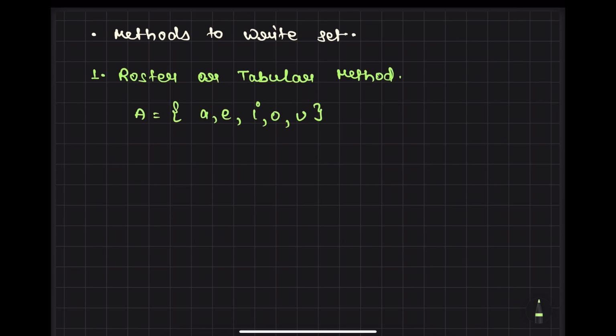Any order you can follow, but you have to mention all the elements and you have to separate all the elements by using commas. And you will be using curly braces. Curly braces tell us that we will be using distinct elements. That's why we are taking curly braces.